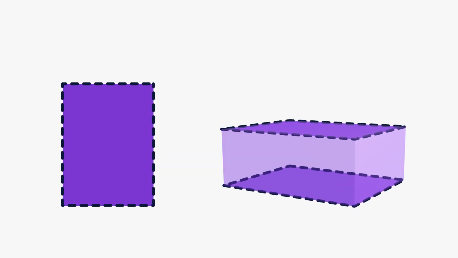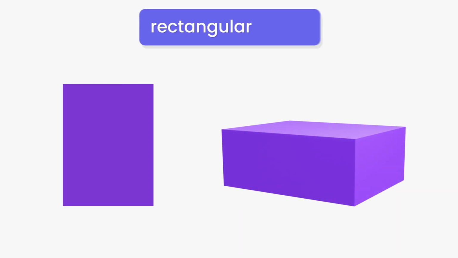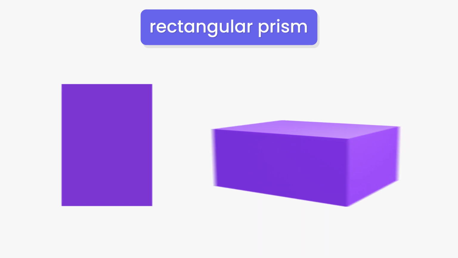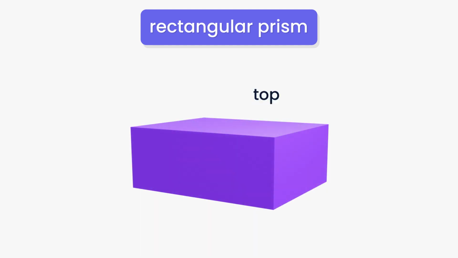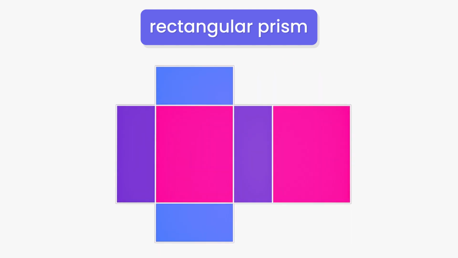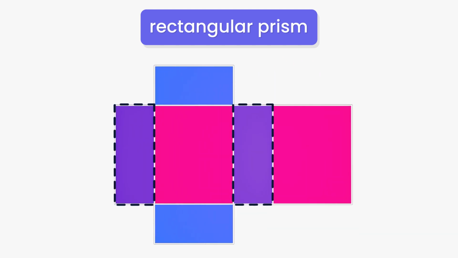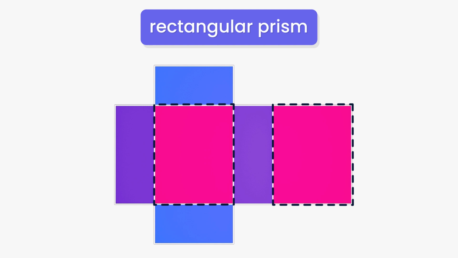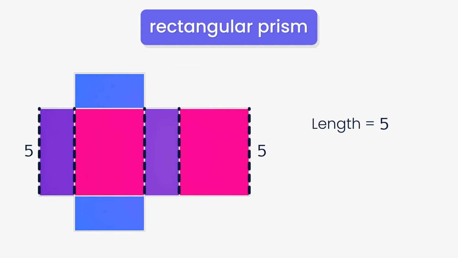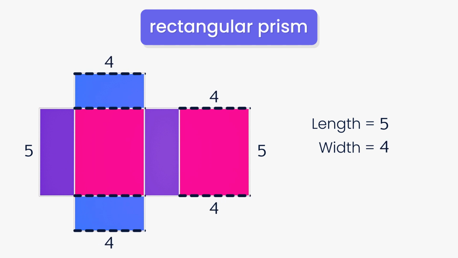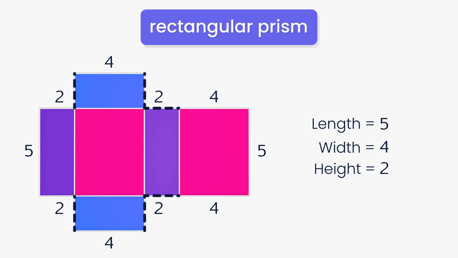Here is an example of a prism where the bases are rectangles, and so this is known as a rectangular prism. This prism has 6 planar faces. The two bases, also known as the top and bottom surfaces, are identical. Any opposite faces are identical to each other in a rectangular prism. In this prism, the length is 5, the width is 4, and the height is 2.